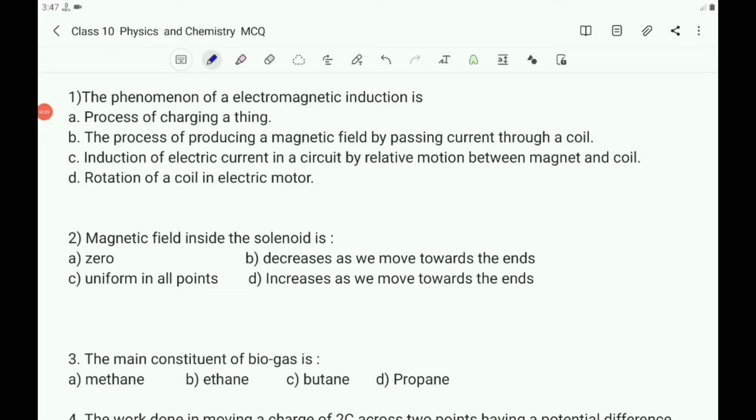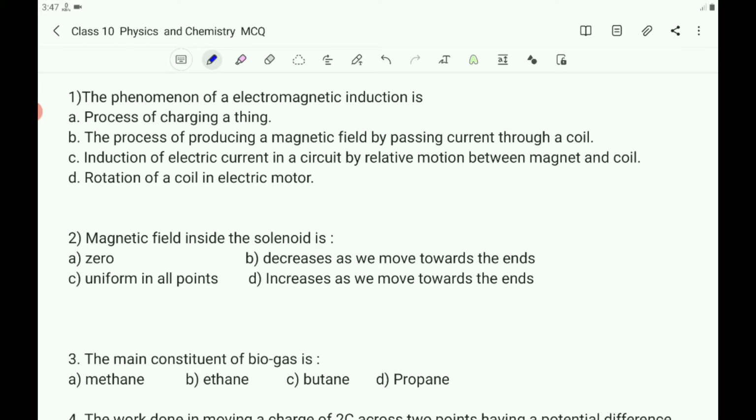Children, now let us discuss the solution of the multiple choice questions in the physics and chemistry part of science. Before going through the multiple choice questions, you must be thorough in the concepts of physics and chemistry. Then only you can recognize the correct answer.